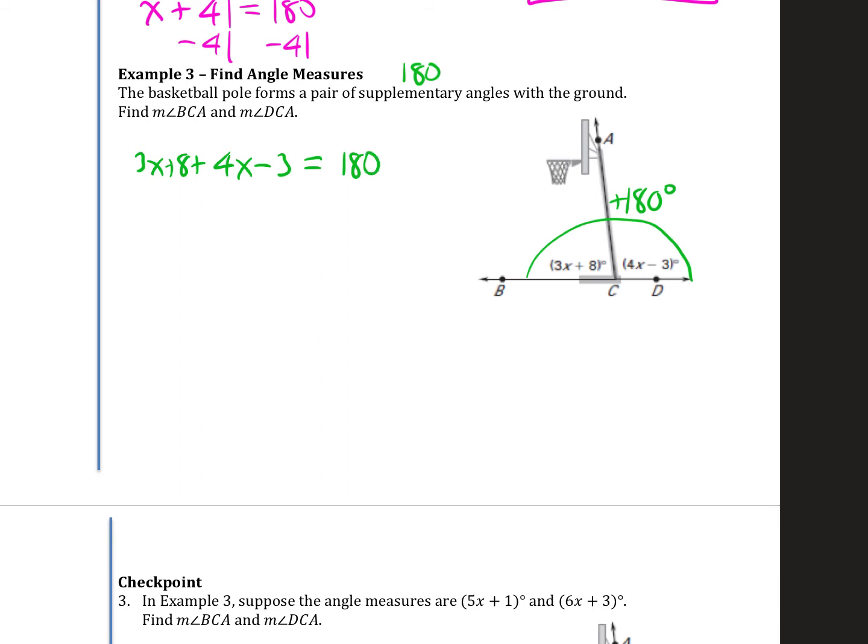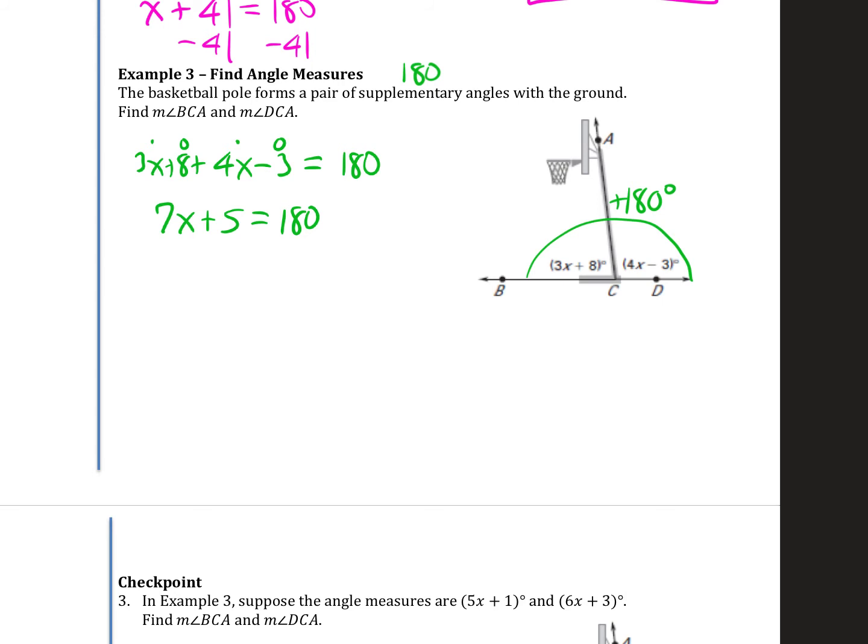Now we're going to combine like terms and solve. 3x plus 4x is what? 7x. 8 minus 3 is what? Is 5. Equals 180. If you guys want to pause it and solve from here, you can go ahead and do that. I forgot to give you a chance. We're going to keep going here.